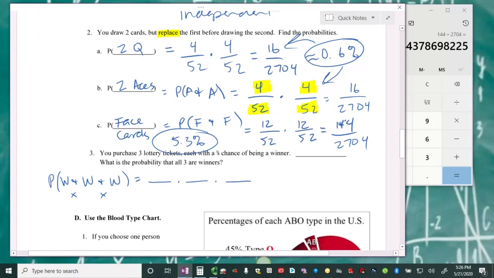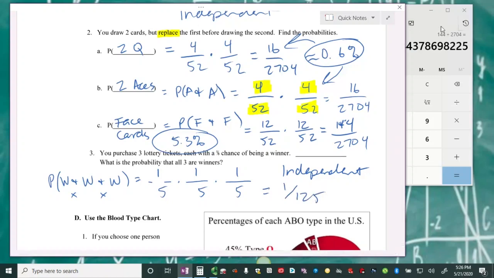Each of them has a 1/5 chance of being a winner. So just because you end up with one winner to begin with, it has no effect on whether or not the second one is a winner. These are independent events. So that means if they're independent, I can go ahead and put the same 1/5 probability for each of those. 1/5, 1/5, and 1/5. 5 times 5 times 5 is 125.